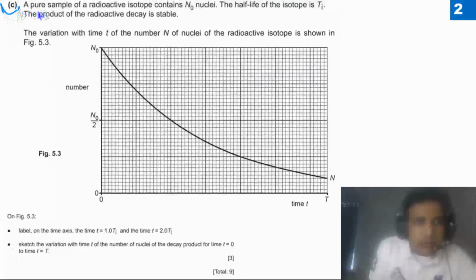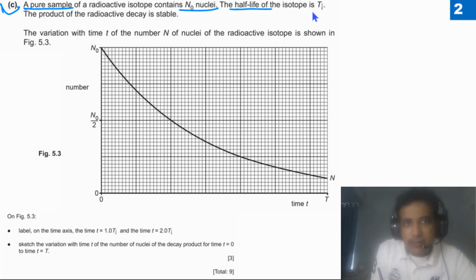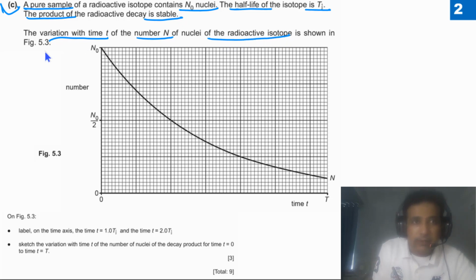Question 2 part C says a pure sample of radioactive isotope contains N naught nuclei. The half-life of the isotope is T sub half. The product of the radioactive decay is stable. The variation with time T of the number N of nuclei of the radioactive isotope is shown in figure 5.3. So this is for radioactive isotope, this curve.